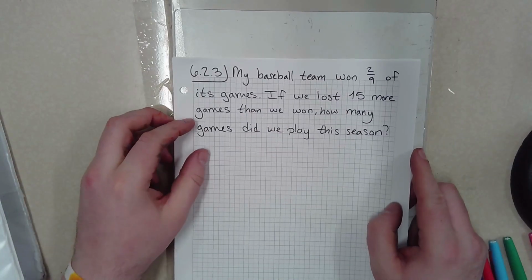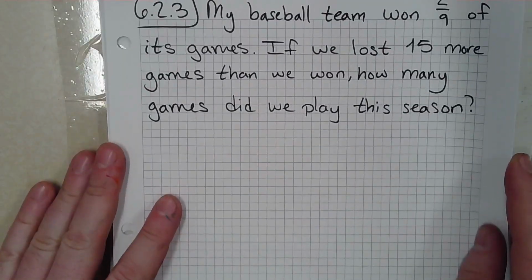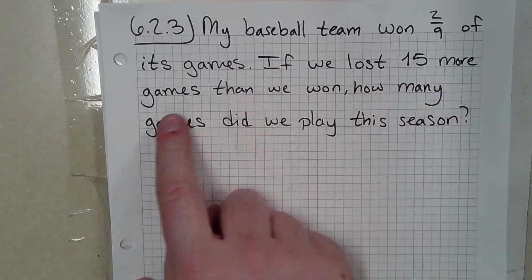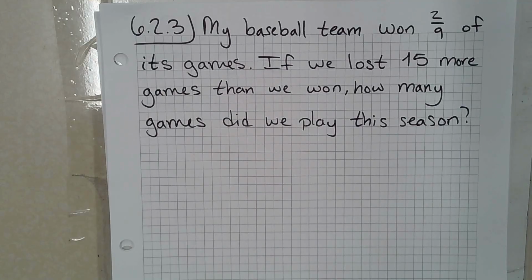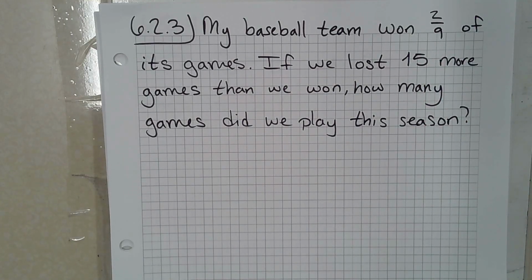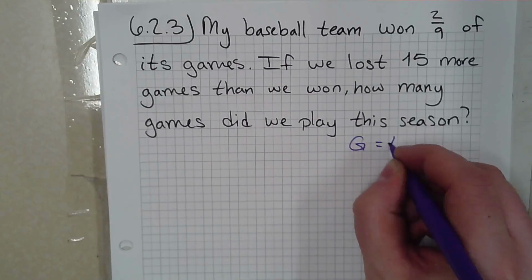623. We know my baseball team won 2/9 of its games. So losing season, not so good. If we lost 15 more games than we won, because we did lose more games than we won, 2/9 were the wins. How many games do we play this season? Well, let's write down what we know. We want to know the total amount of games. So let's have G be the total amount of games.